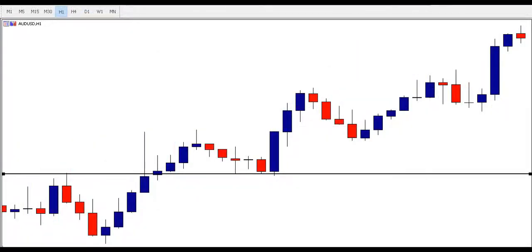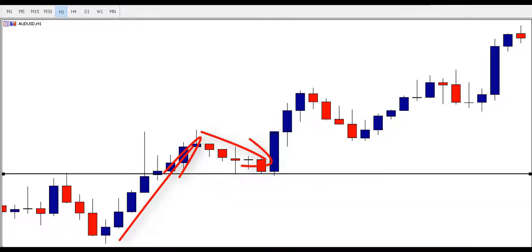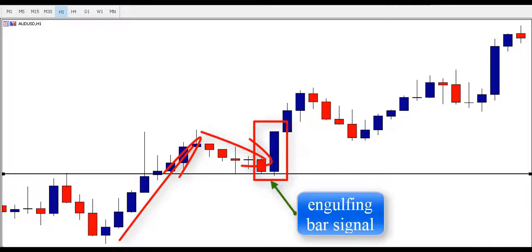Look at another example of an uptrend market. An impulsive move followed by a corrective move. Look left, a resistance level that becomes support. This is a reference point for buyers, and when the market reaches this level, we can see a clear signal of an engulfing bar that indicates the beginning of a new impulsive move.